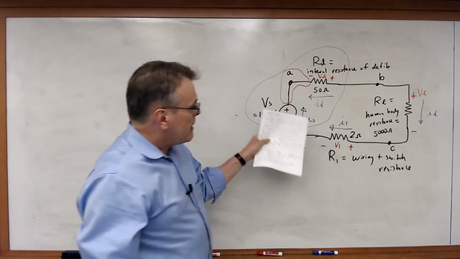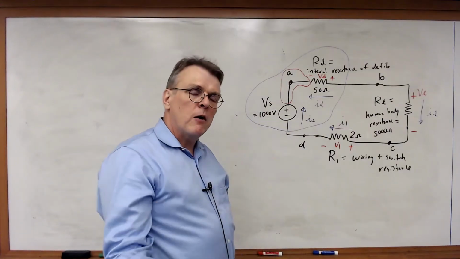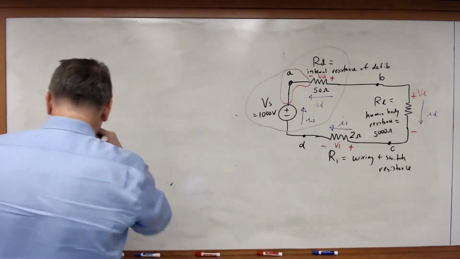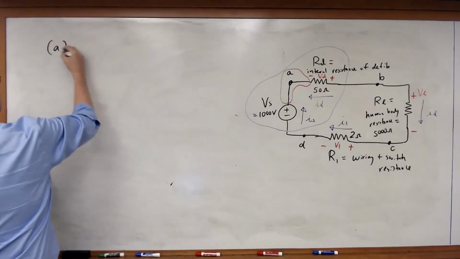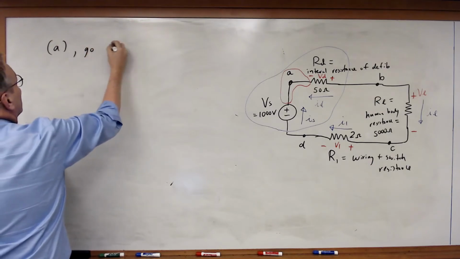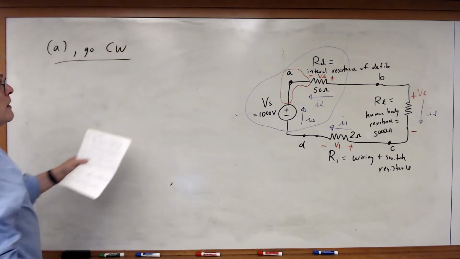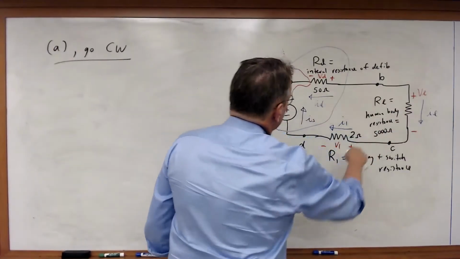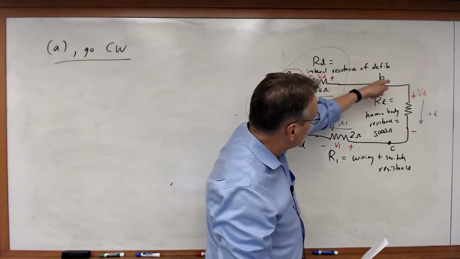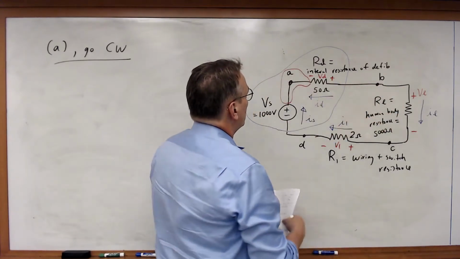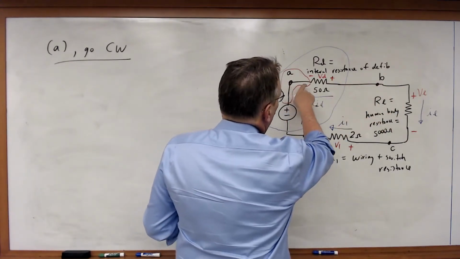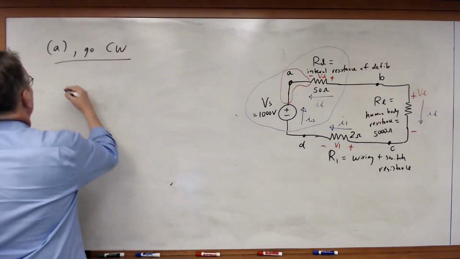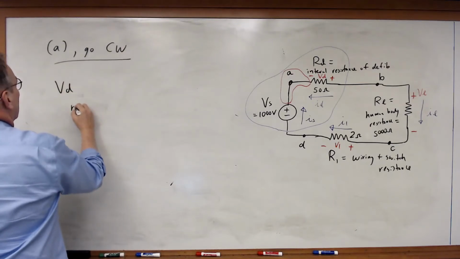Let's pick any arbitrary node and then go either clockwise or counterclockwise. So let's start with node A again, and let's go clockwise with this circuit. All right? So if I'm going clockwise, let's look at the polarities of the voltages as I travel around. Okay, so going from A clockwise, negative to positive, VD is a rise.